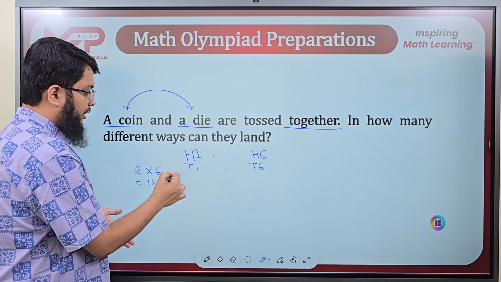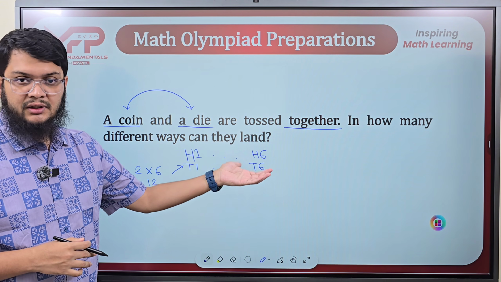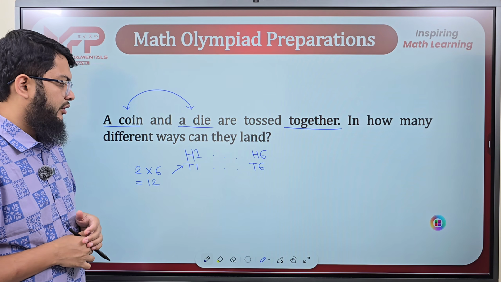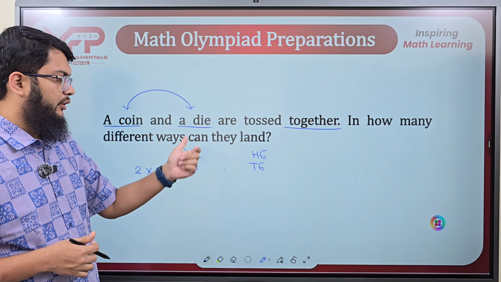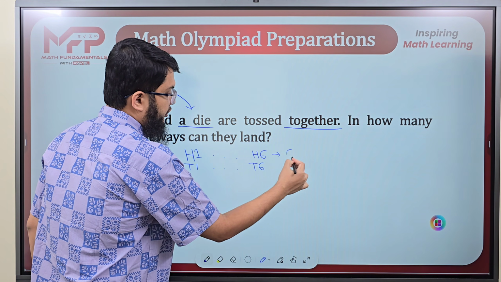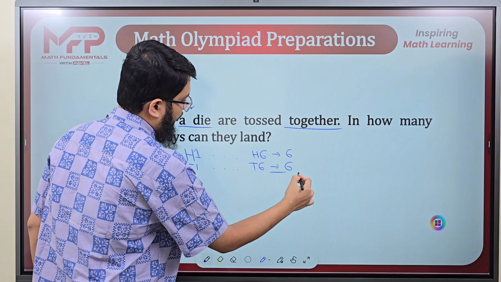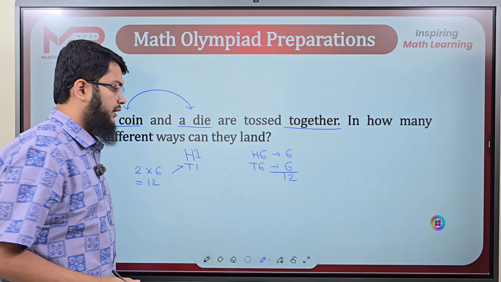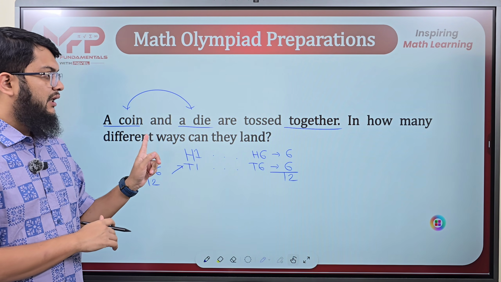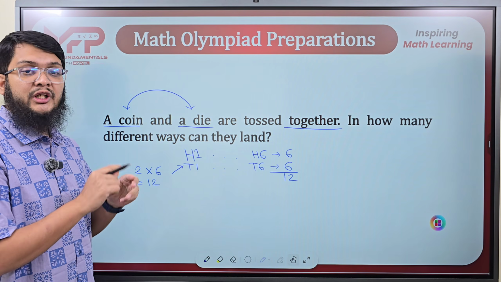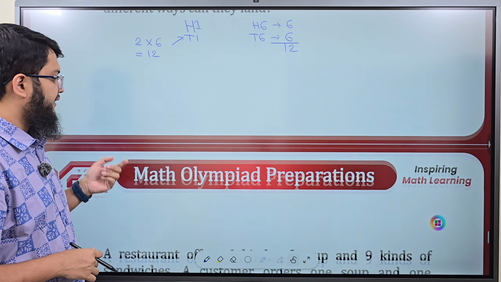And again, you can also write in detail to find out the 12 arrangements or possible combinations, H1, H2. In this way, here you can form 6, and here you can also form 6 combinations. So in total, there are 12 combinations possible. Okay, I hope you understand. So this is a multiplication principle because more than one item are occurring simultaneously.